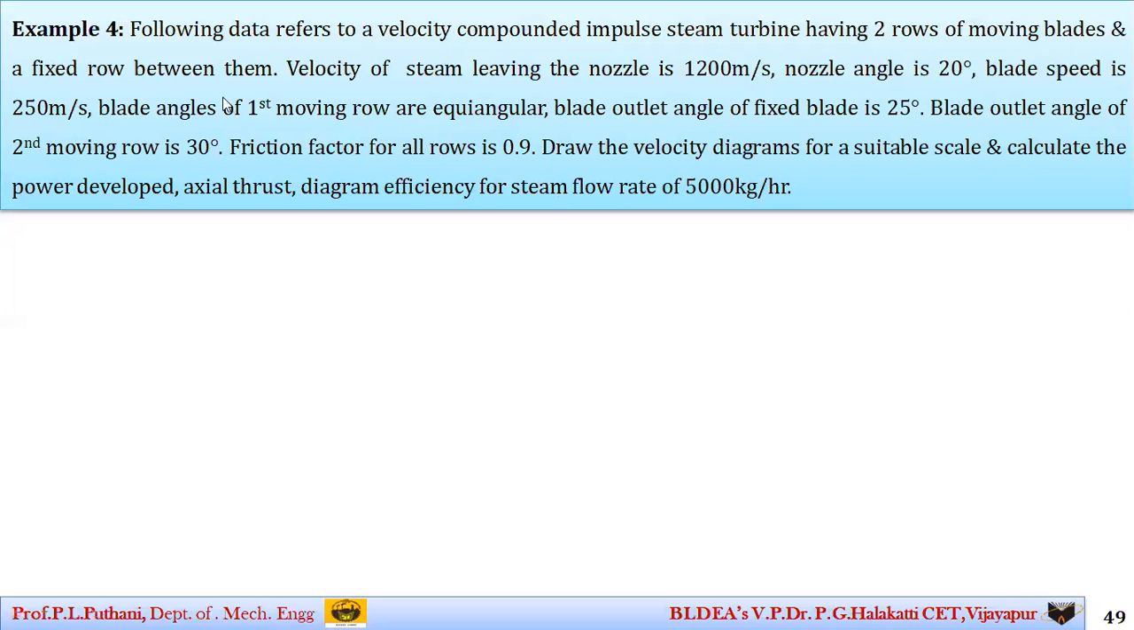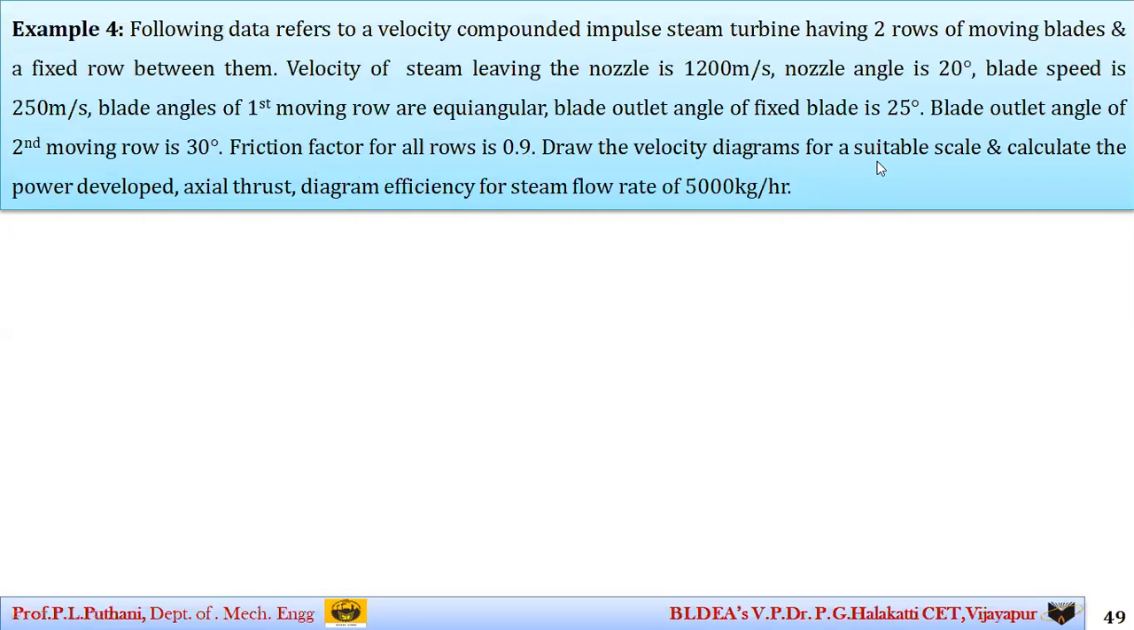The question on the screen says the following data refers to a velocity compounded impulse steam turbine having two rows of moving blades and a fixed row between them. Velocity of steam leaving the nozzle is 1200 meters per second. Nozzle angle is 20 degrees. Blade speed is 250 meters per second. Blade angles of the first moving row are equiangular. Blade outlet angle of the fixed blade is 25 degrees. The blade outlet angle of the second moving row is 30 degrees. Friction factor for all rows is 0.9.